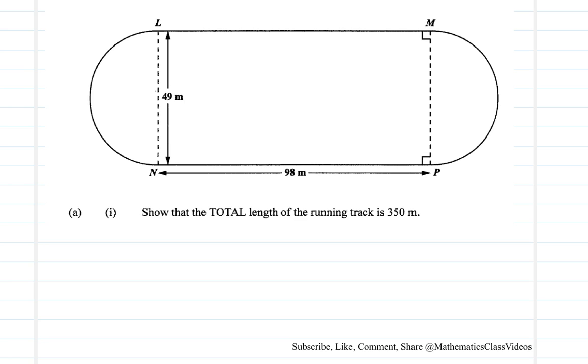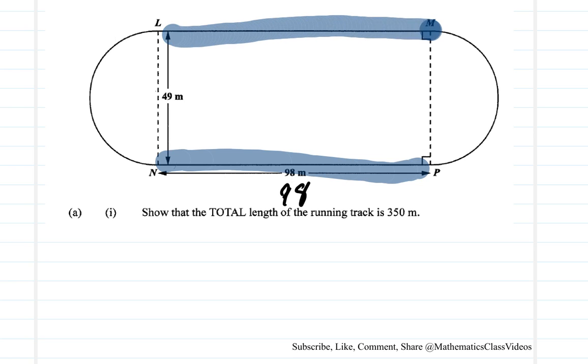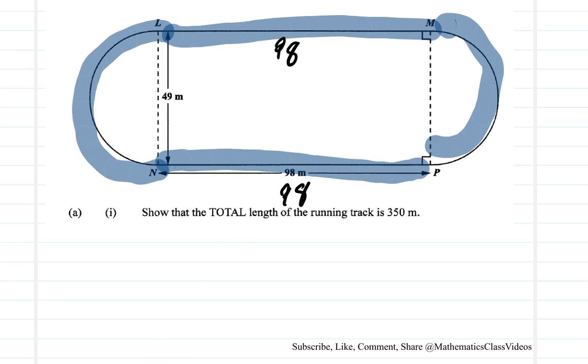So what we have here now, let's see. This part here is 98, as you see. But what about this up here? What is that? It's 98. It's also 98. But the next thing we want is the distance around here. What is that? And also the distance around here. But what would that be?